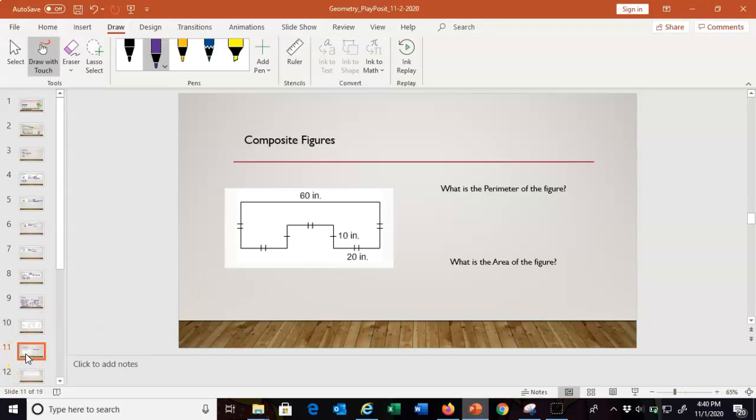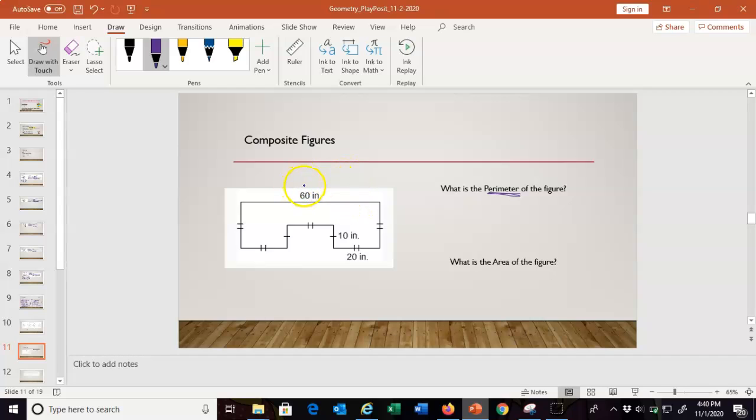So let's talk about composite figures first. That means that it's a composition of many shapes. So when we look at this shape, I mostly just see potentially squares and rectangles. That's pretty much it, right? Nothing crazy like triangles or parallelograms or trapezoids. So we're going to talk about squares and rectangles. Remember perimeter? Perimeter is the length all the way around.